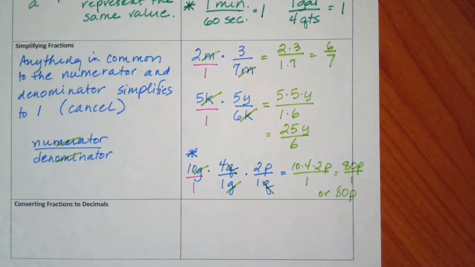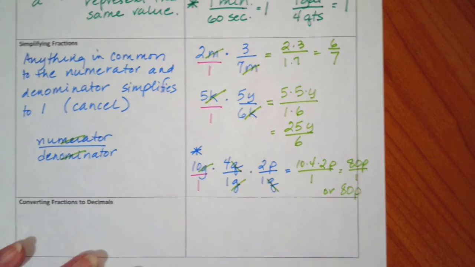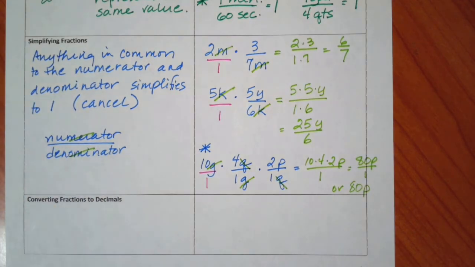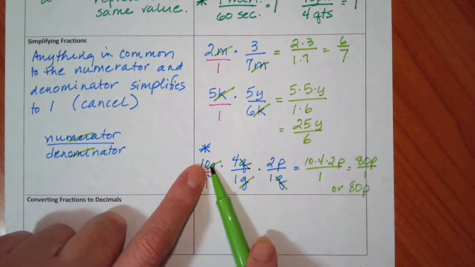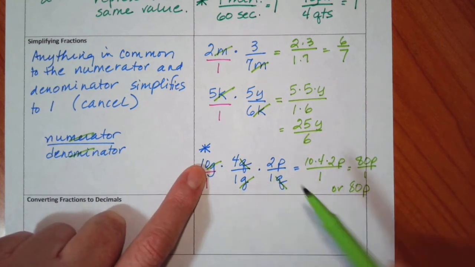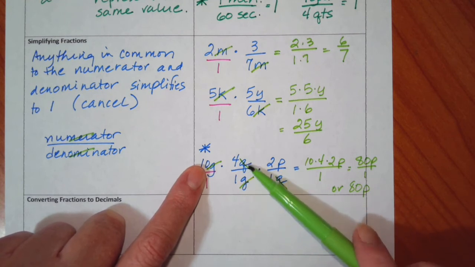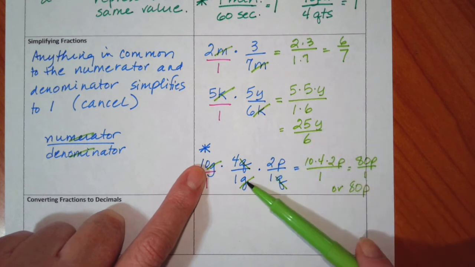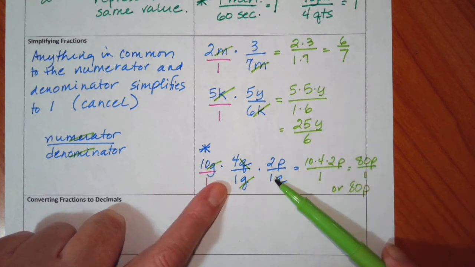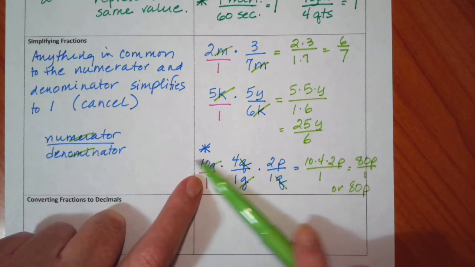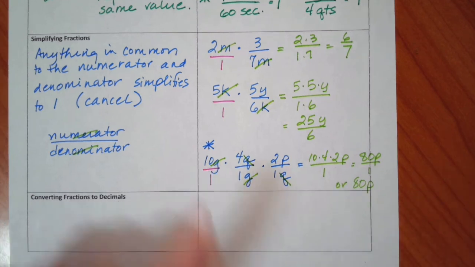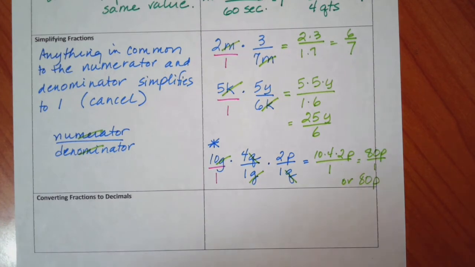This is what you're going to be doing. And really, if you think about this, what you've just done is converted gallons to pints. I started out with 10 gallons. I multiplied it by the equivalent of 4 quarts equals 1 gallon. We did that up before. And 2 pints is 1 quart. So I started out with 10 gallons and I end up with 80 pints. But we're definitely going to practice on this some more.